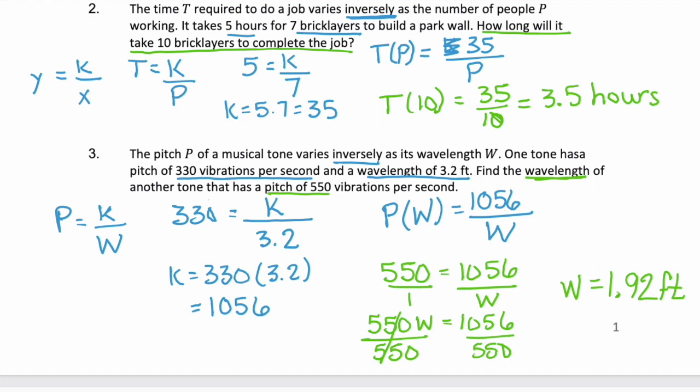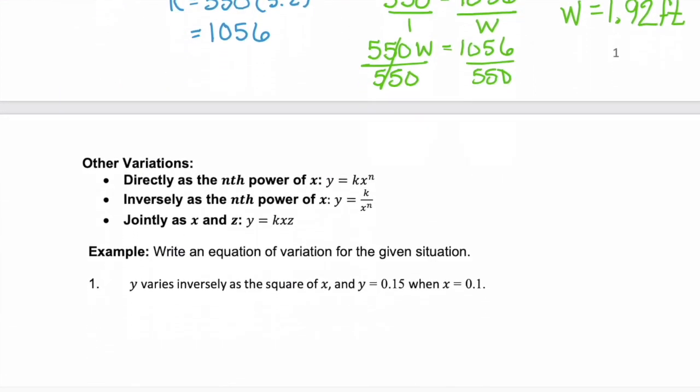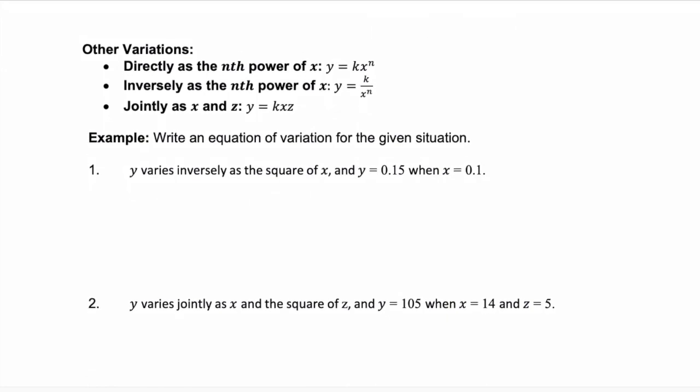Good, you've mastered direct variation and inverse variation. So how about a couple more variations? You're also going to see directly as the nth power of x, inversely as the nth power of x. Those still just have two variables, x and y. And then the third one, jointly as x and z. This throws in a third variable. So you have the variables x, y, and z when there's a joint.